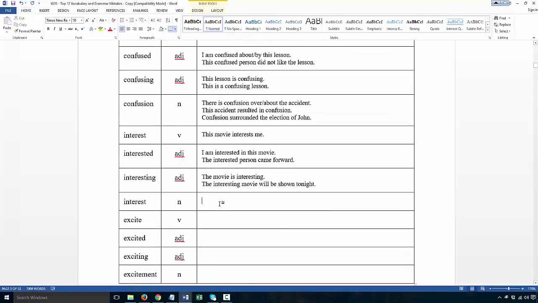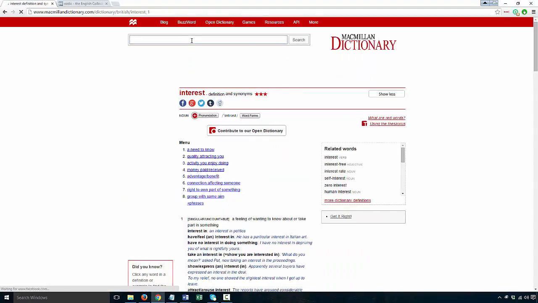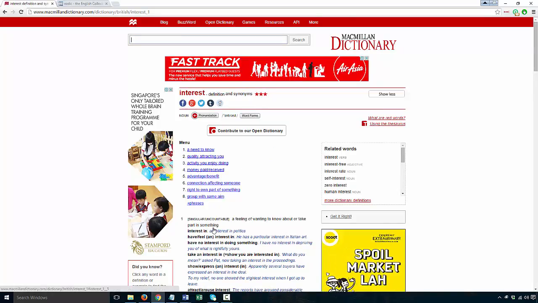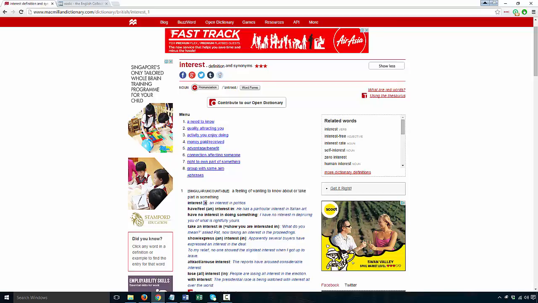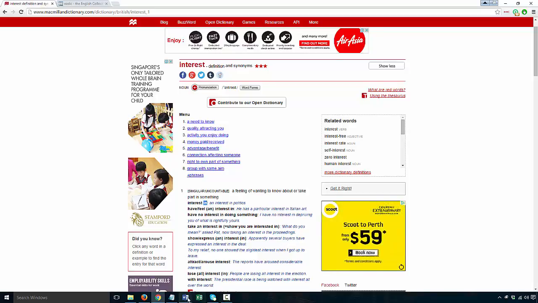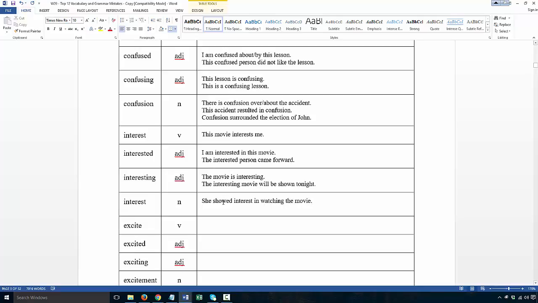And lastly, interest. Again, you can use interest, the noun here, as a subject or as an object. Let's go to Macmillan and see how they use interest as a noun, whether you can get some clues as to the verbs they use. See, they give you some collocations where you have, feel, and interest. And they tell you it's also going to be preposition in. So that's one way you can use it as an object. She showed interest in, preposition plus a noun or verb-ing, in watching the movie. So this is an object after the verb.